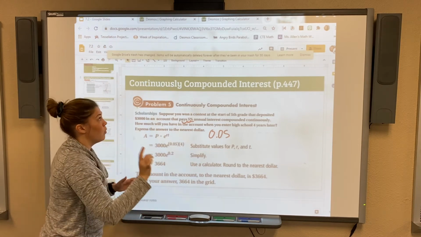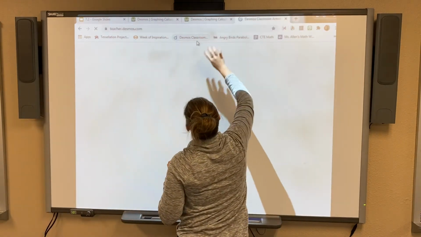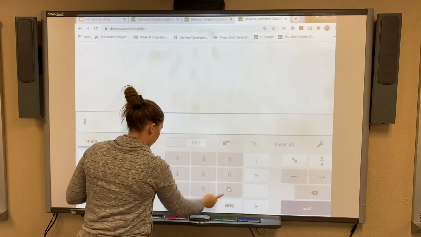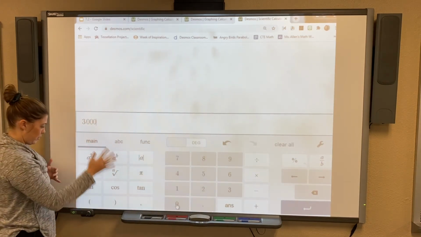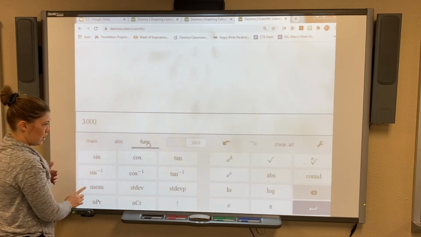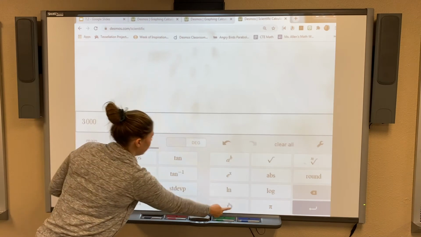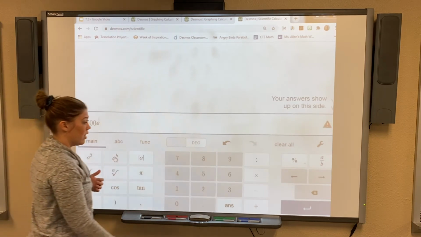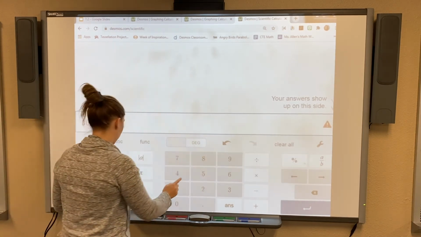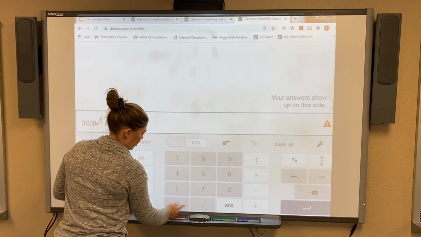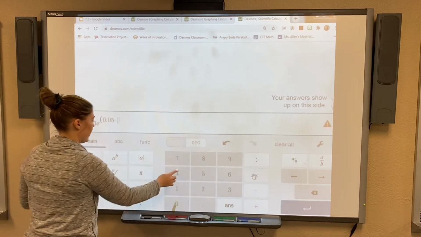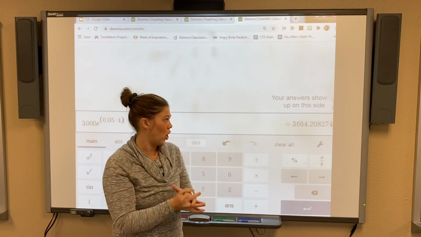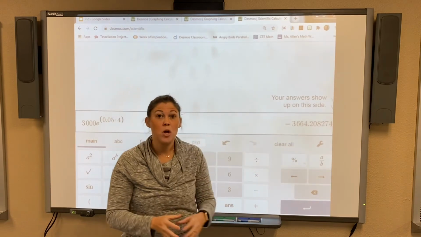So hold on real quick. Let me see if I can do it. We need to get our scientific calculator, okay? So we said it was $3,000. Okay, so here's Desmos, 3,000. We don't see E here, so we have to go to functions. And it's right here. E raised to the, so the rate or the interest rate was 0.05. So in parentheses, I'm going to say 0.05 times 4 years, close, and we get 3,664, and it said round it to the nearest whole dollar, so it'd be $3,664.